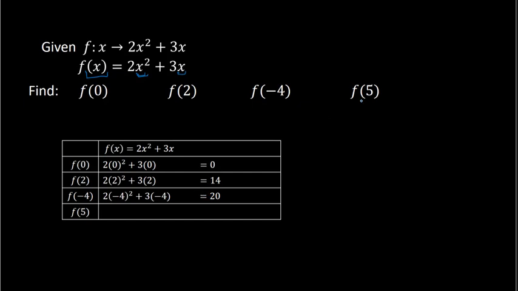And then lastly, with f of 5, we plug a 5 in for x. Now we have 2 times 5 squared plus 3 times 5. 5 squared is 25. 25 times 2 is 50. 50 plus 15 gives me 65. So f of 5 would equal 65.